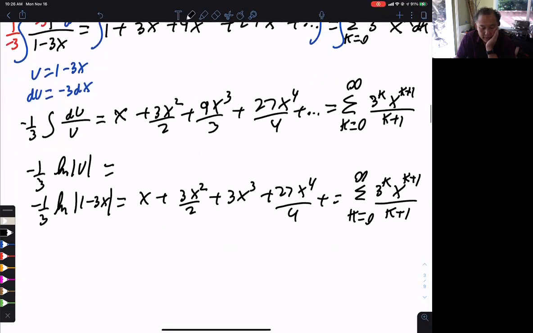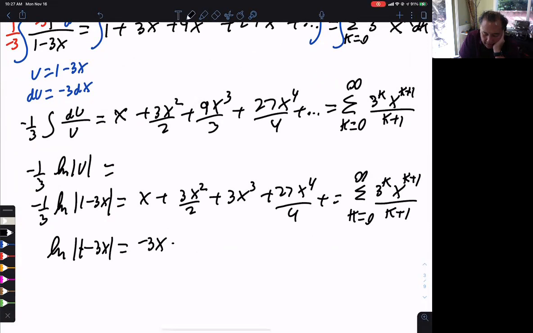Now, I want this alone, so I have to multiply both sides by -3. So ln of 1 minus 3x equals -3x minus, and it's going to be 9x squared because I'm multiplying everything by 3, minus 9x cubed, and then minus 81x to the 4th over 4 plus dot, dot, dot.